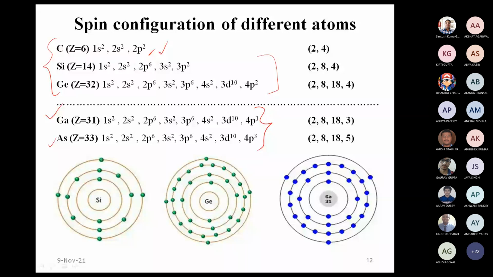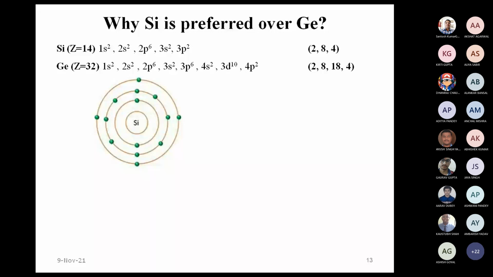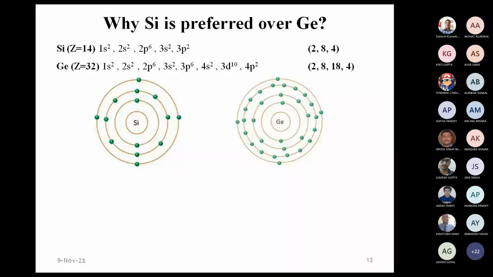So the question is, why is silicon preferred over germanium? We can see the electronic configuration of silicon and germanium. Silicon has atomic number 14, germanium 32. Both have 4 electrons in their outermost orbit.